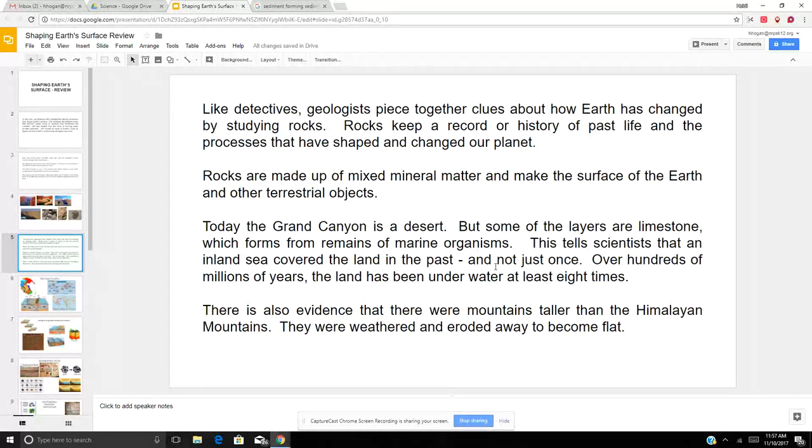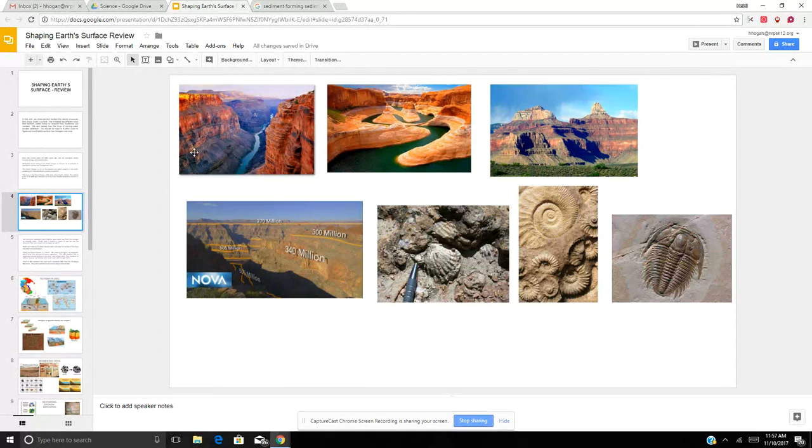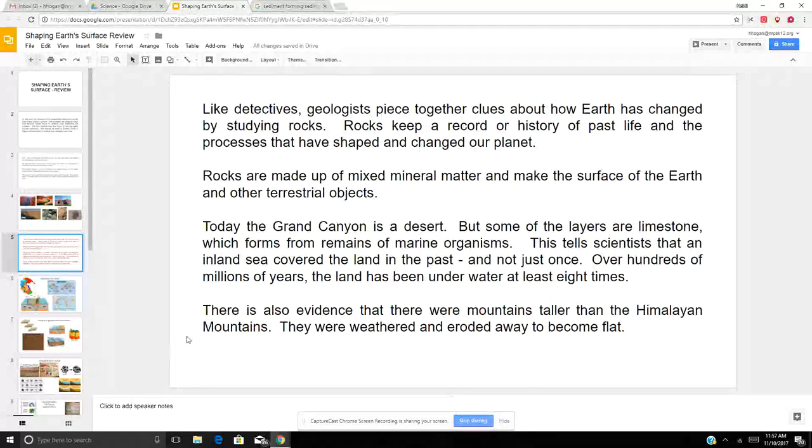So the different layers of the Grand Canyon tell us that the land was covered with a sea hundreds of millions of years ago, and it has been underwater at least 8 times from the 8 different layers that they can see that are formed with limestone. So over time that has happened. There's also evidence that there were mountains that were taller than the Himalayan mountains, but they were weathered through wind, water, gravity, and eroded away, or taken away, to become flat.